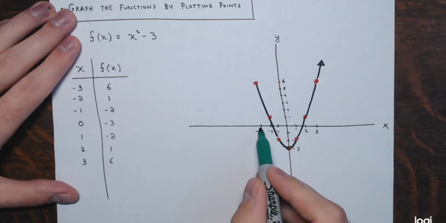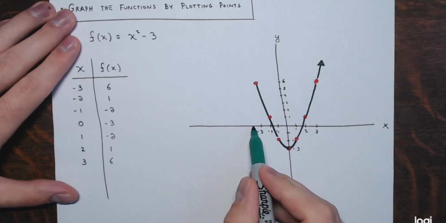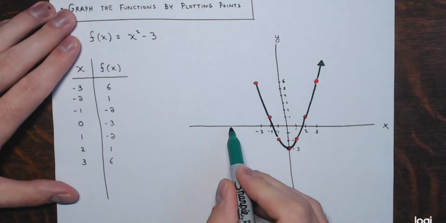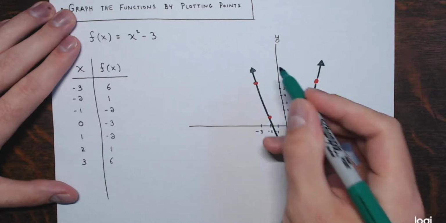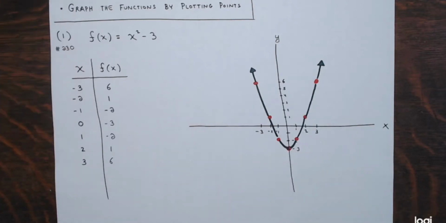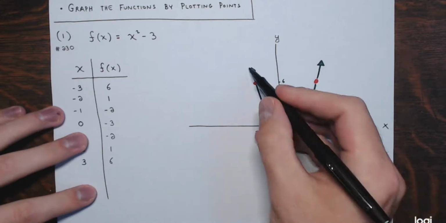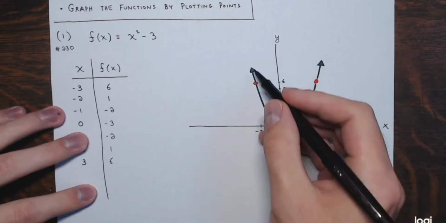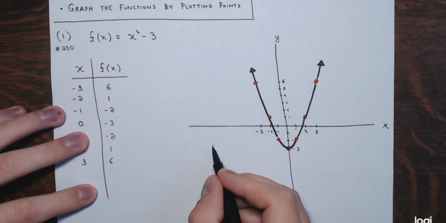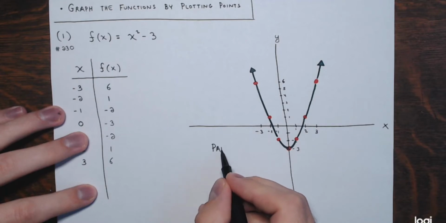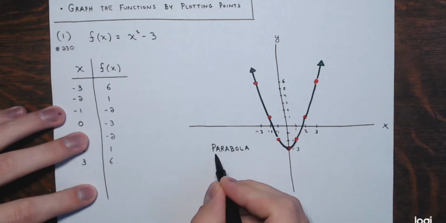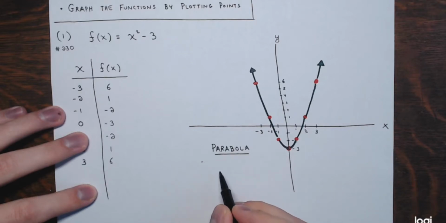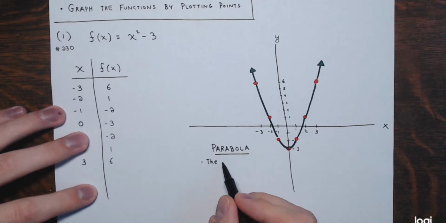And the same thing goes to the left. If I plugged in -4, -5, -6, the outputs would get larger and larger. Right, so I'll indicate that with an arrow as well. And like I said, this kind of U-shaped graph, this curl like this, is called a parabola. Right, and a parabola is the graph of what's called a quadratic function.